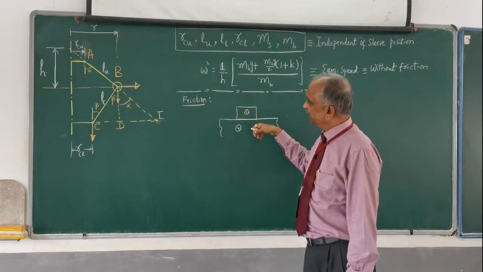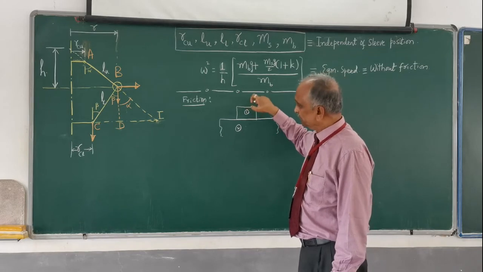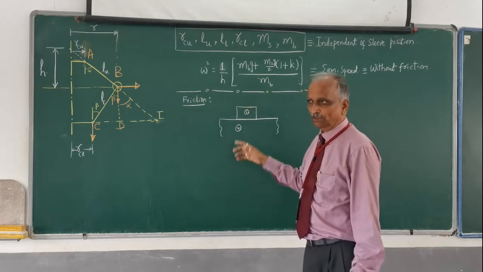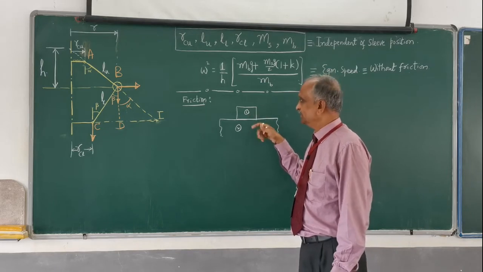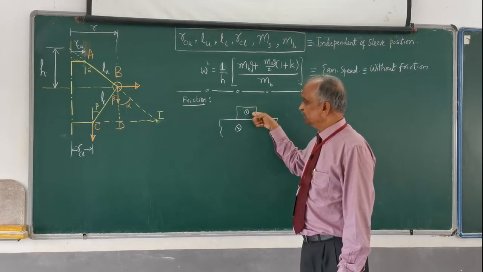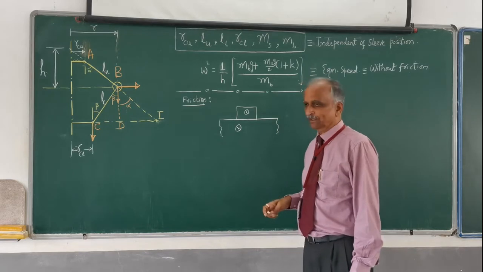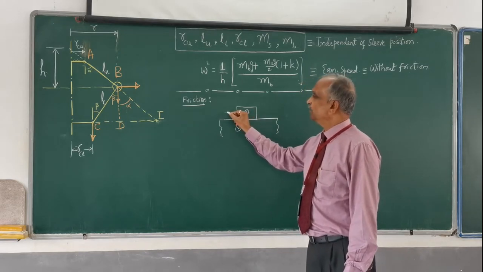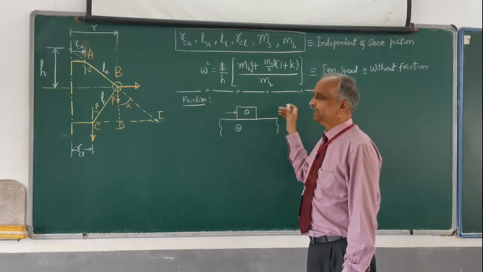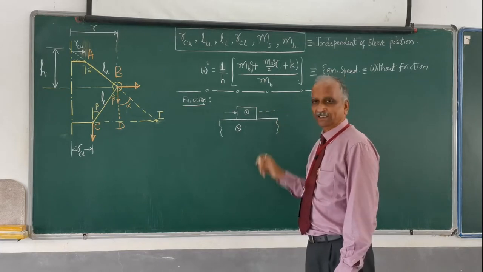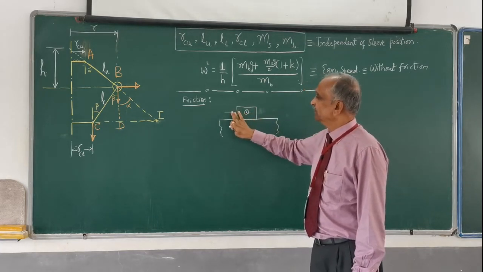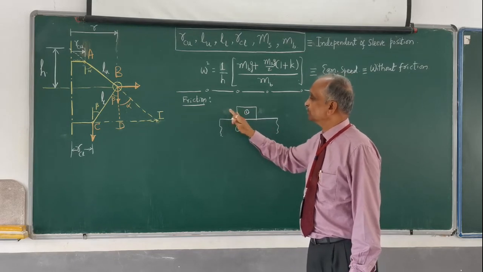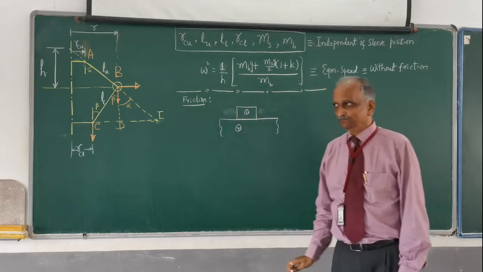Whatever care you may take and you may try to reduce the coefficient of friction, but you cannot make it 0. But in an ideal, imaginary case, I am assuming the friction between 1 and 2 is 0. Even if I apply 1 Newton force, it will immediately start moving. If the friction is not there, then whatever little fractional force you apply, the body will start moving.